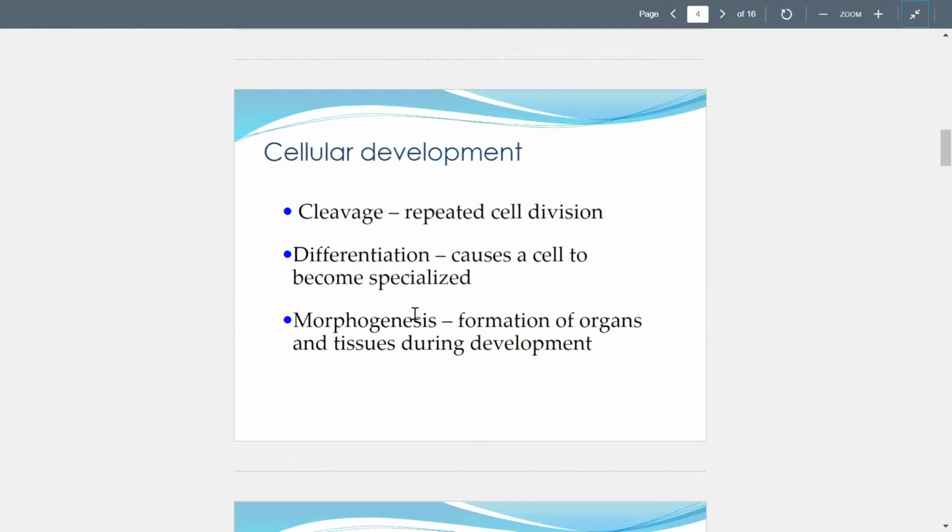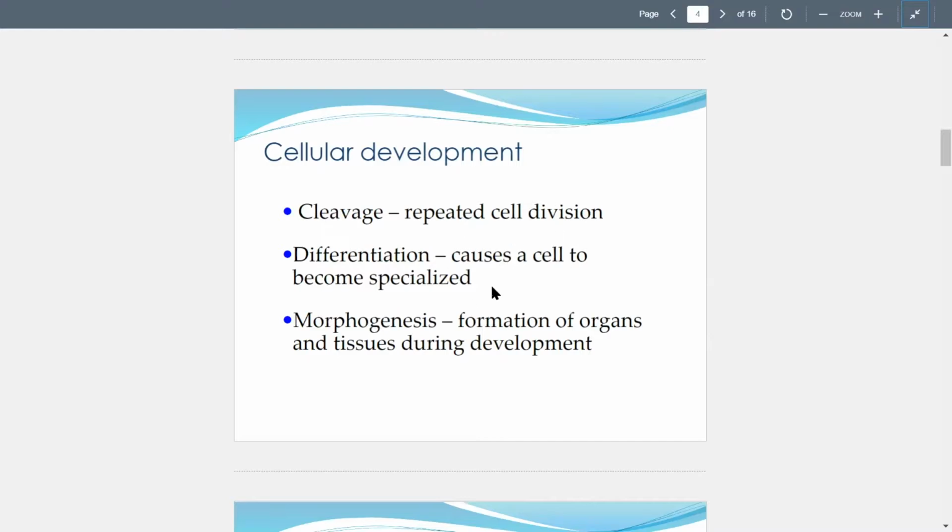And then, okay, so here there are 3 different kinds of cell development, or 3 different stages. So cleavage is where the cells are dividing. It's just constantly dividing, cleavage. And then differentiation is when the cell is becoming specialized. So there are features that are making it the way that the cell is going to be. And then morphogenesis, like remember morphing. So the formation of organs and tissues during development. So morphing into organs and tissues.